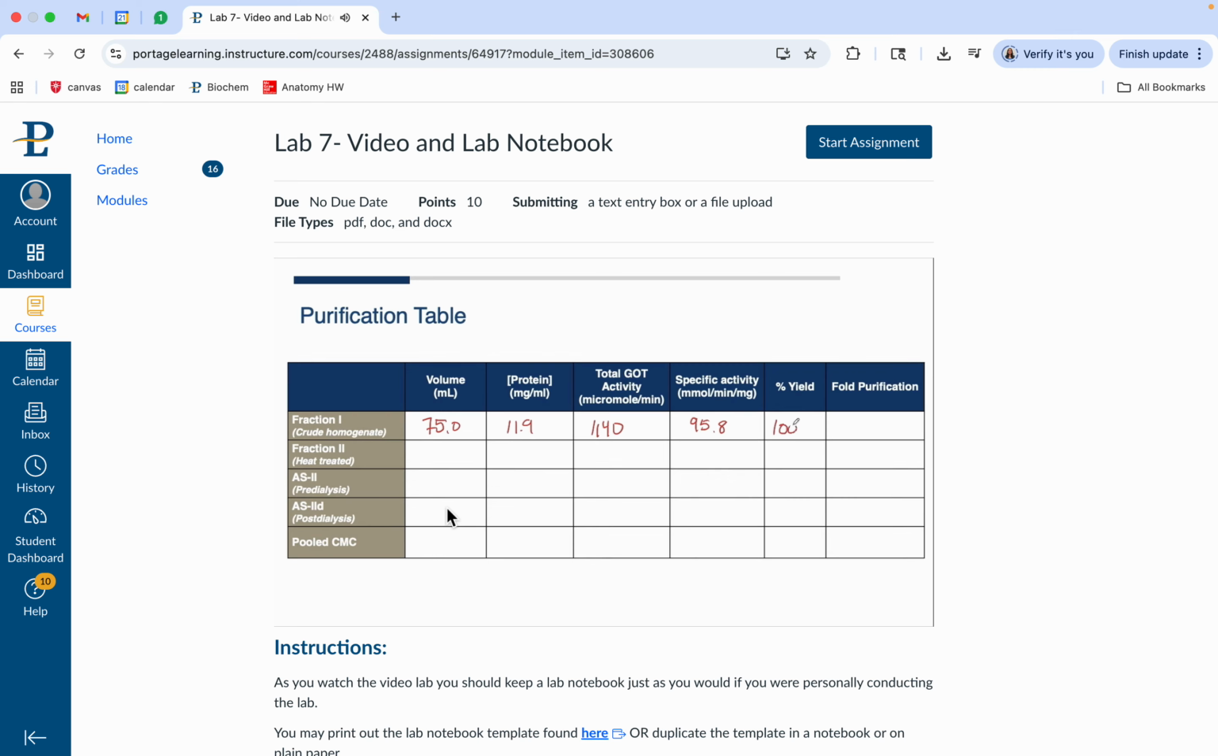We talked about yield. This is the percent yield. Of course, we're starting off with FR1. That's 100% yield. That has all of our GOT from that particular sample. So that gives us a full purification, which we do because that's really our starting point. So we just say it has a full purification of 1.